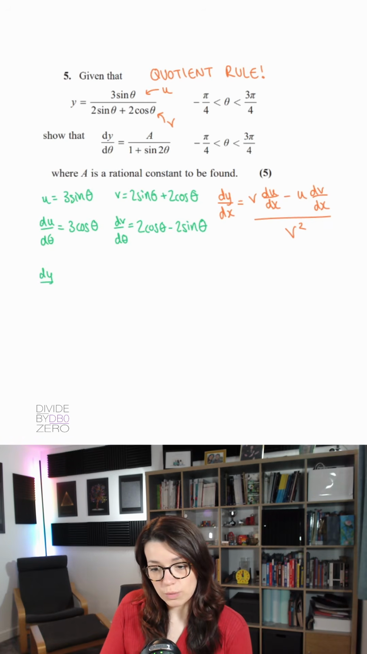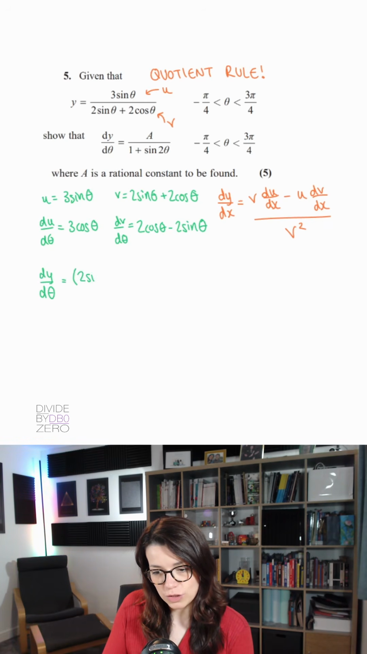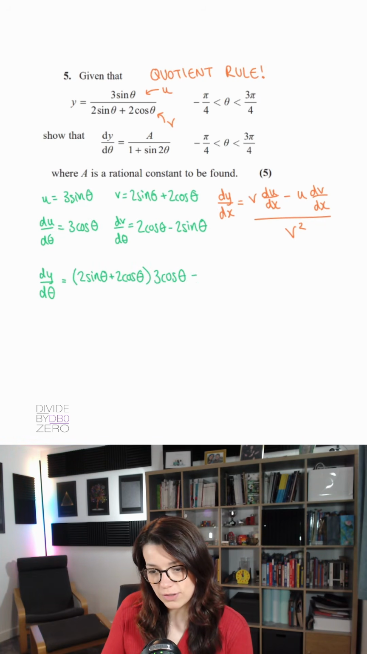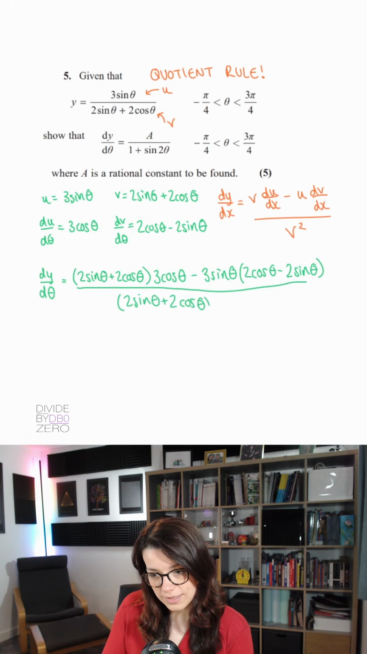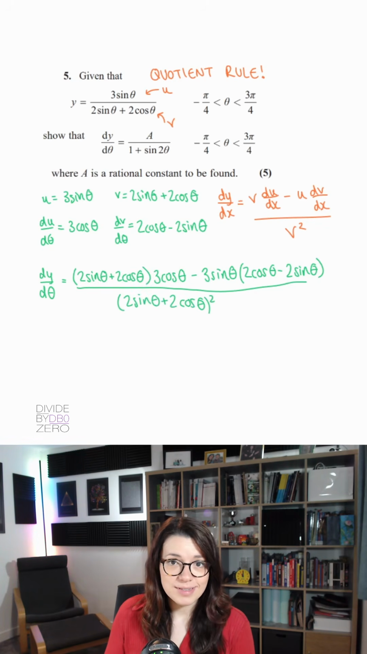Now put it into the quotient rule really carefully. So using brackets to help you, v, 2 sine theta plus 2 cos theta, times du/dx, in this case 3 cos theta, minus u, 3 sine theta, times dv/dx, 2 cos theta minus 2 sine theta, all over v squared. So all over 2 sine theta plus 2 cos theta squared. Now, often in these questions, the algebra gets worse before it gets better, so I would recommend that you expand and simplify where you can.